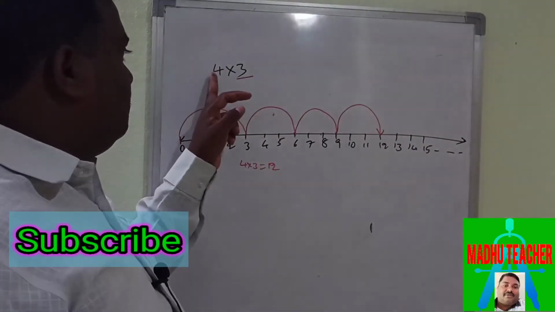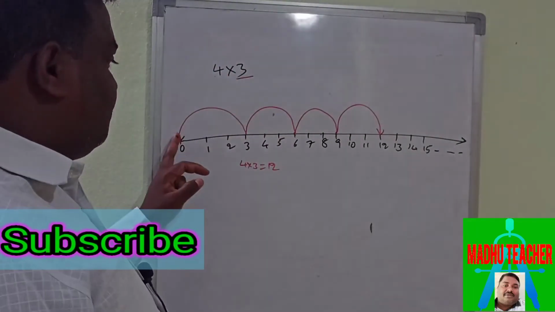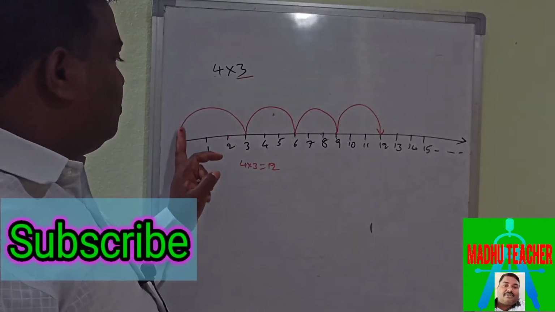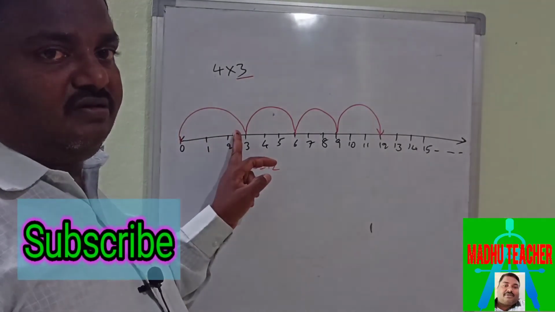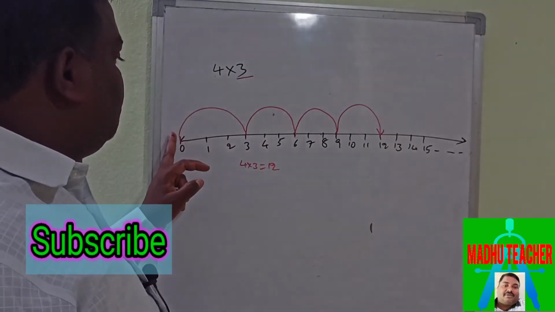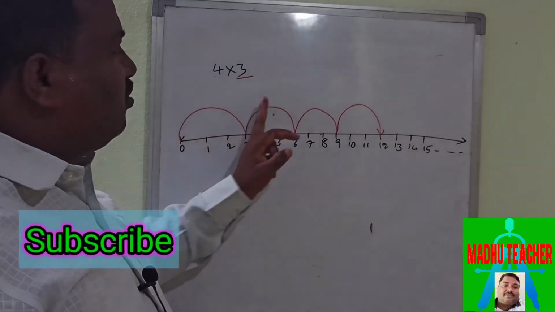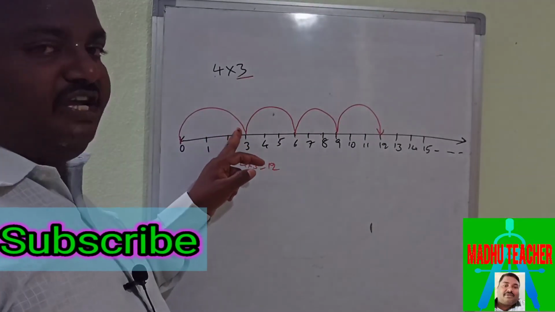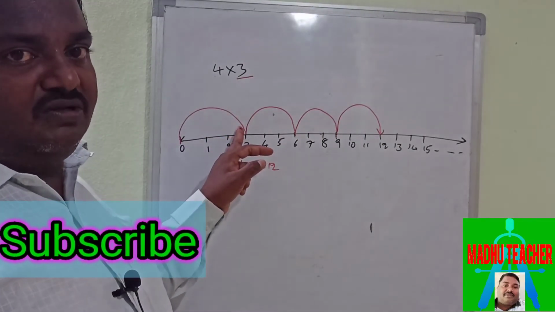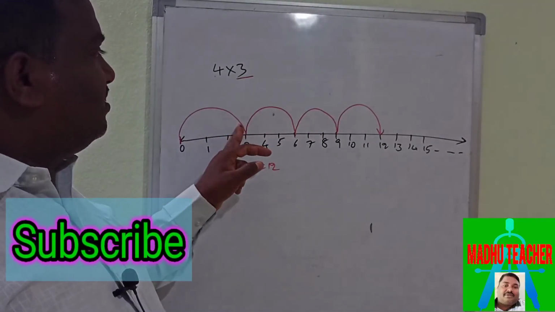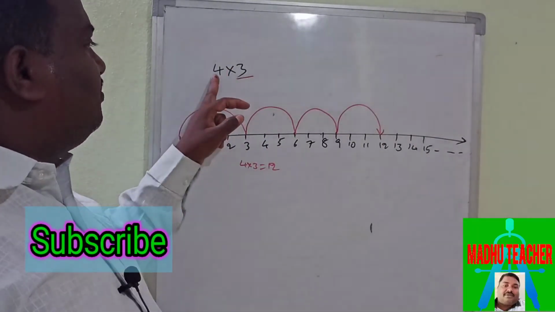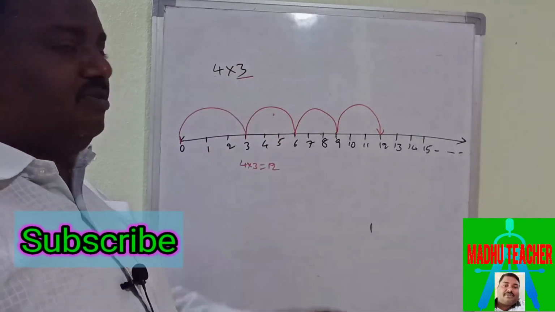Listen once again. 4 into 3. Start from 0. Move 3 units to the right side. Make such moves 4 times. You are jumping 3 units each time. You have to make such jumps 4 times.